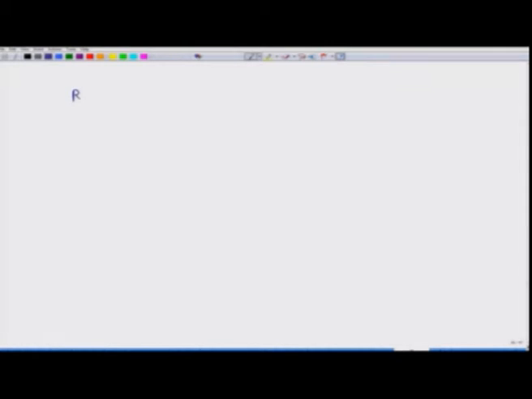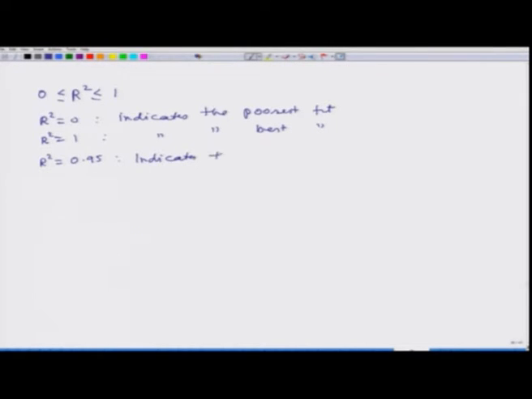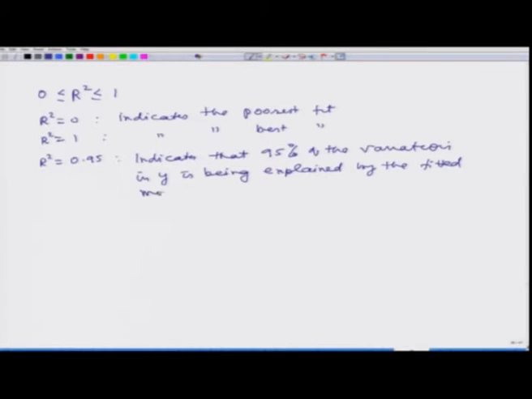So, now we see that the value of R square is lying between 0 and 1. R square equal to 0 indicates the poorest fit, worst fit, and R square equal to 1 indicates the best fit. Now, if I take any other value of R square, say for example 0.95, then this indicates that 95% of the variation in y is being explained by the fitted model, or the independent variables x1, x2, xk.